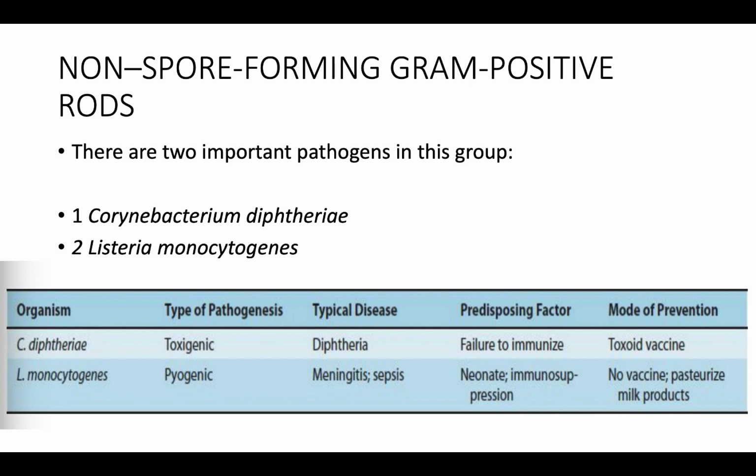So mode of prevention here: diphtheria has a toxin, so prevention offered is a vaccine. Listeria does not have a vaccine, so you need to pasteurize milk products. Be careful with using non-pasteurized milk products.